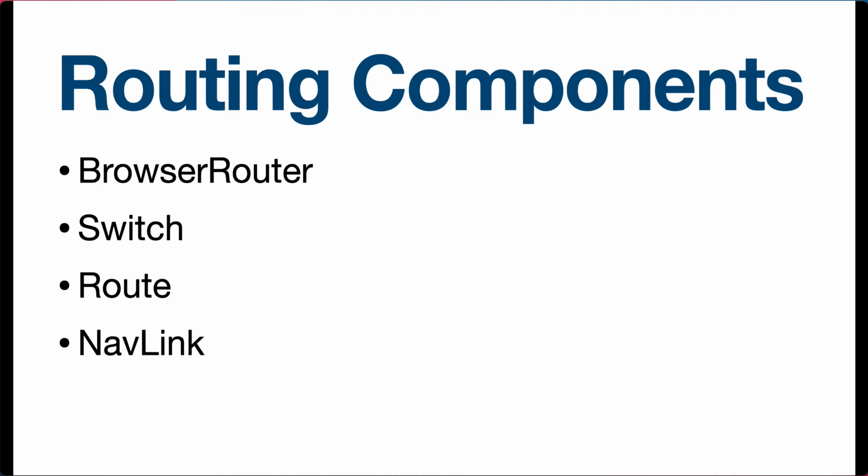And the switch basically renders the first child route or redirect that matches the location. So we'll have a list of routes that I'm going to show, and the switch basically picks the first one that it matches to. The route is one of the most important parts of routing in general, because it basically connects your component, your UI, to a specific path, a specific URL.